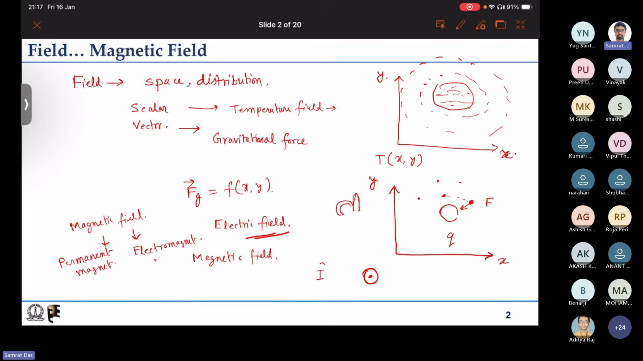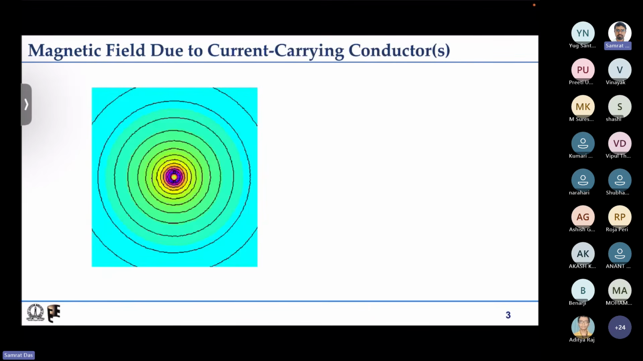So if this is our current, in this case the dot current, there will be magnetic field around this in the anti-clockwise direction. That rule simply tells us about the direction of the magnetic field. And you know that it will be stronger nearer to the conductor, and weaker away from the conductor. That is what is shown here: magnetic field due to a current carrying conductor.